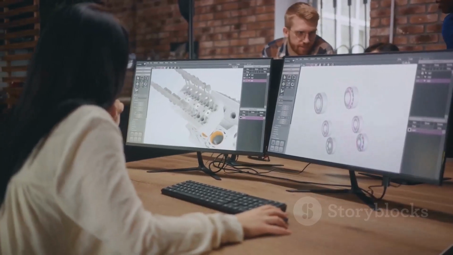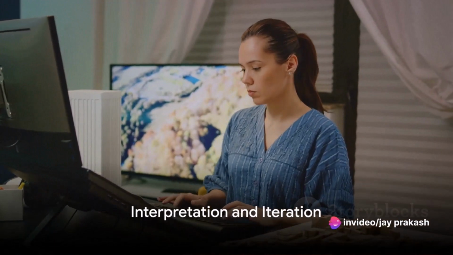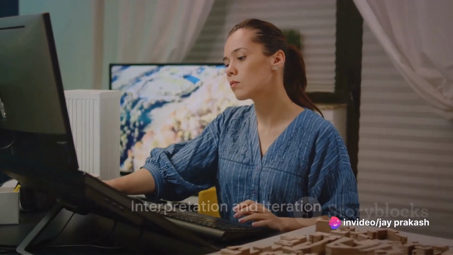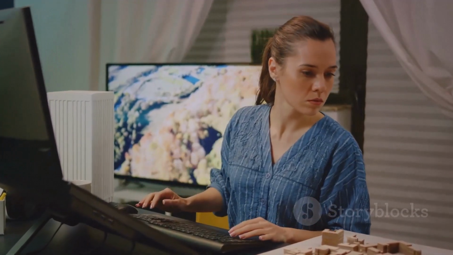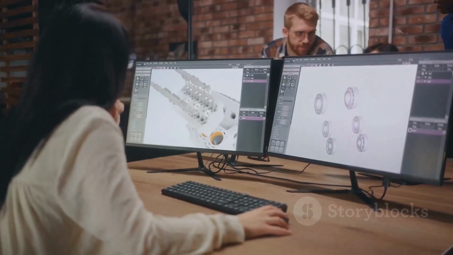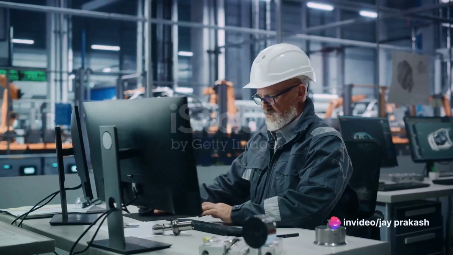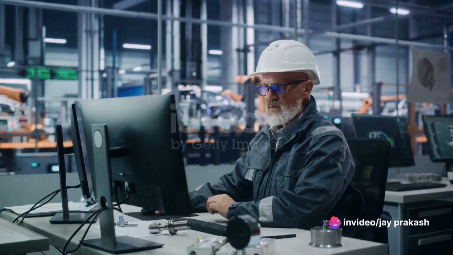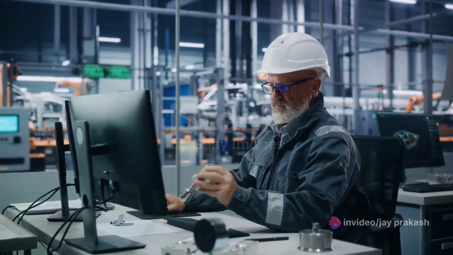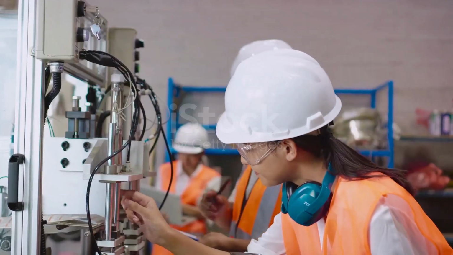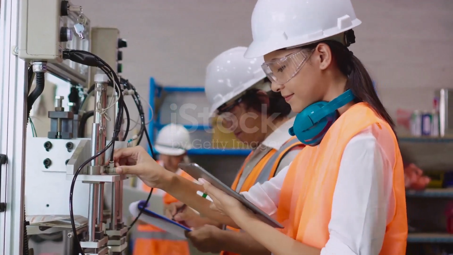After validation, the final step is interpretation and iteration. Interpreting FEA results requires engineering judgment. It's not about blindly accepting numbers, but understanding why things behave as they do. If your results differ significantly from expectations, don't be disheartened. This is where the power of iteration comes in. Adjust your inputs, refine your mesh, or tweak your boundary conditions, and rerun the simulation. Every iteration brings you closer to accuracy, enhancing your understanding of the design.